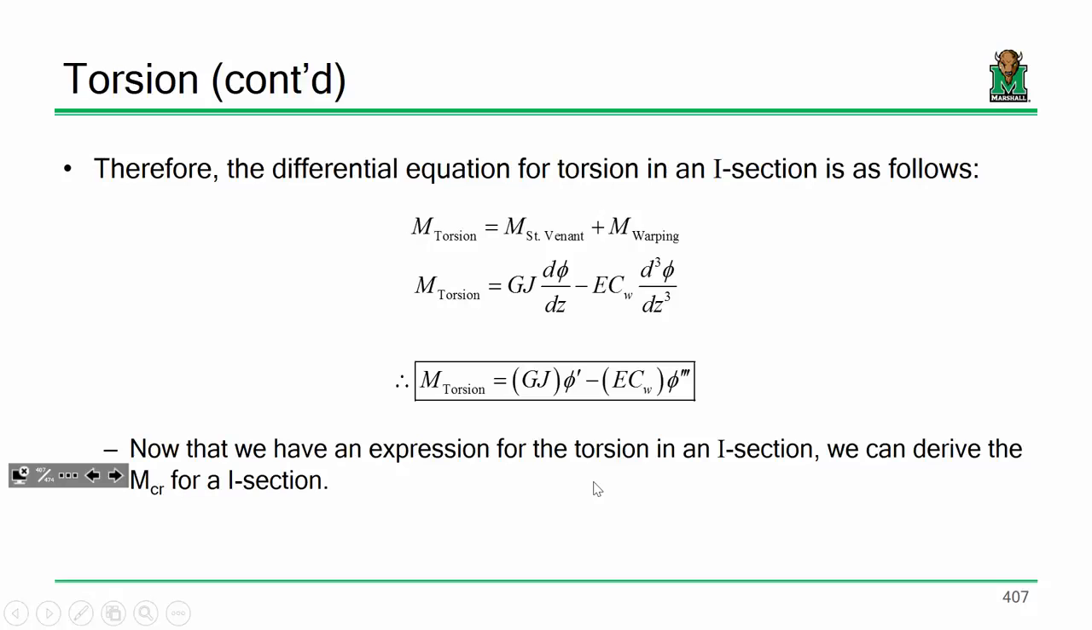So the first thing we had to do was just discuss torsion in general. Now, the general expression for torsion for a cross-section is GJ times the first derivative of twist minus ECw times the third derivative of twist. Now, if you're dealing with a circular cross-section, cross-sections don't warp, so that second term just goes to 0, and it goes back to what you all learned in Engineering 216. However, if you are dealing with a cross-section that warps, like an I-section, then you've got to include your warping expression.